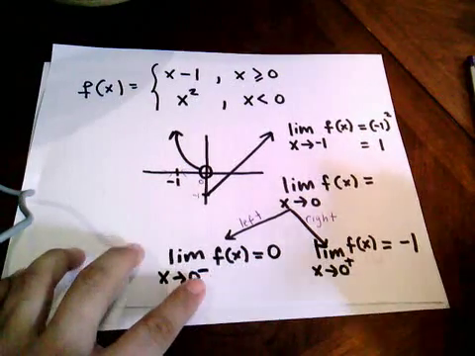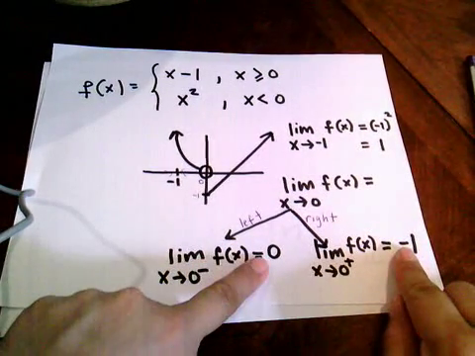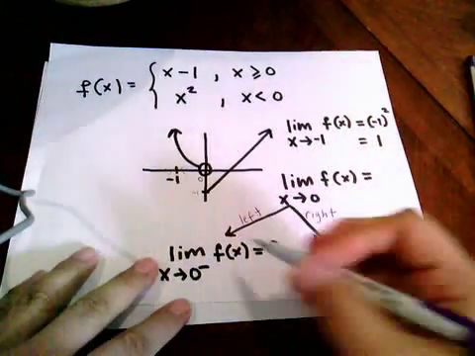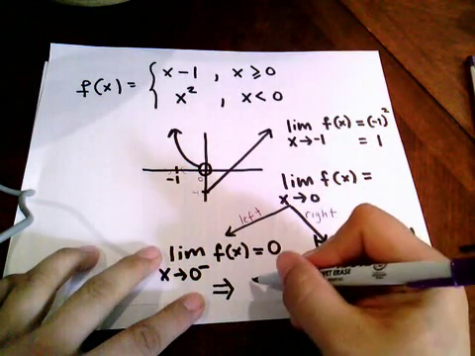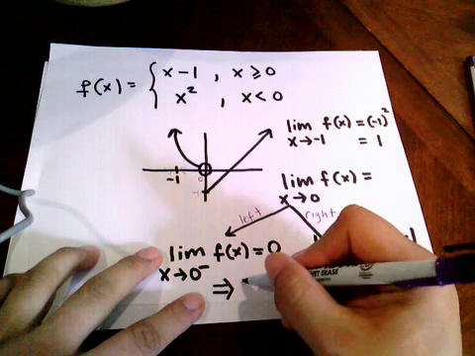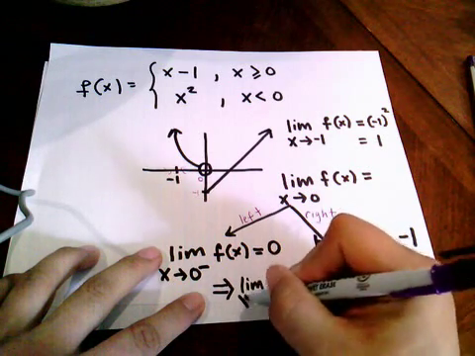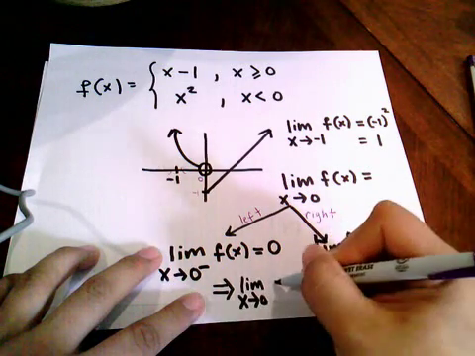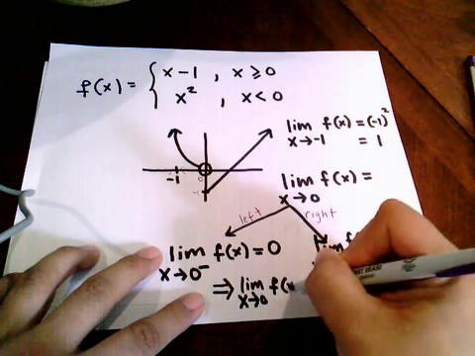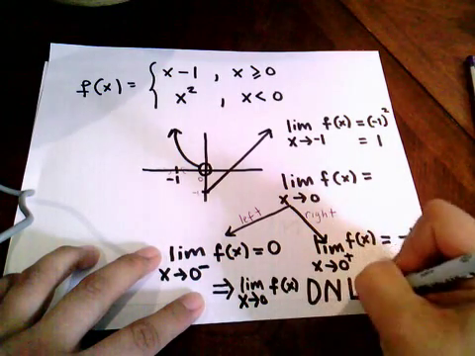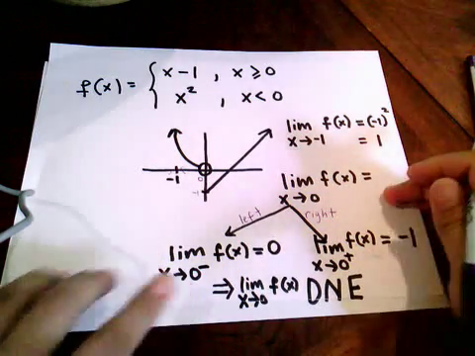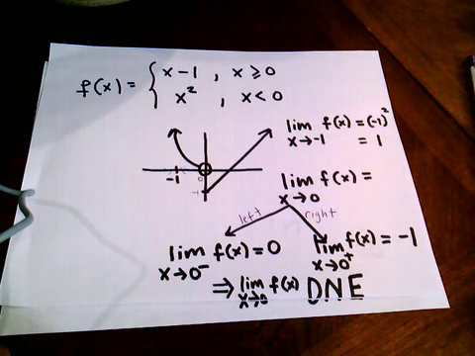We clearly see that these two values do not agree. Therefore, here's your big Lindsay Lohan moment. This limit as x approaches 0 from both sides, we say does not exist. That's example number 1.